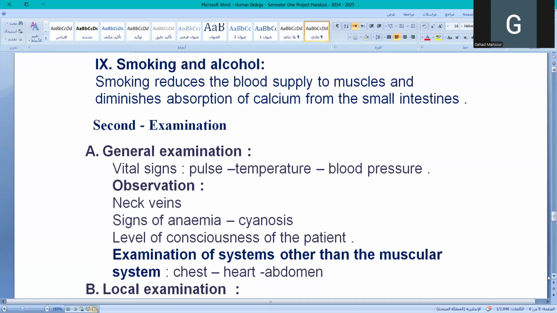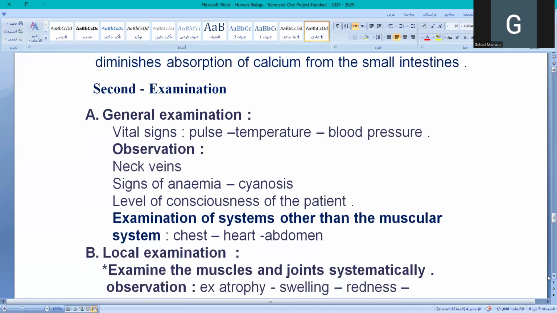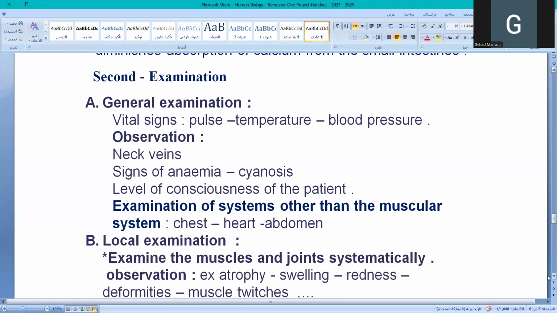Alcohol and smoking, especially smoking, reduces the absorption of calcium from the small intestine and obviously will affect the strength of muscle contraction and the strength of the bones.